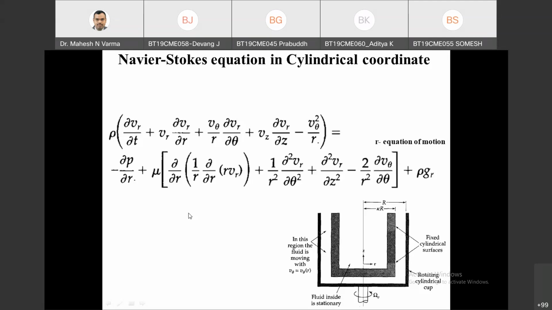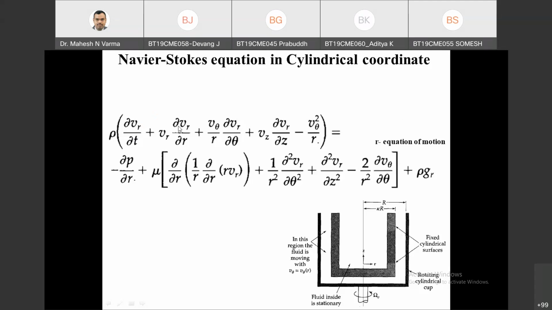Hello, sir. Yeah. So this is the R equation of motion, which is important when we will be discussing variation of pressure with respect to R. So which are the zero and non-zero terms here? Sir, del VR by del T is 0. Why? You can tell zero or non-zero, and the reason also. Okay, so the first term is 0, steady state. The second term is 0, VR is 0.